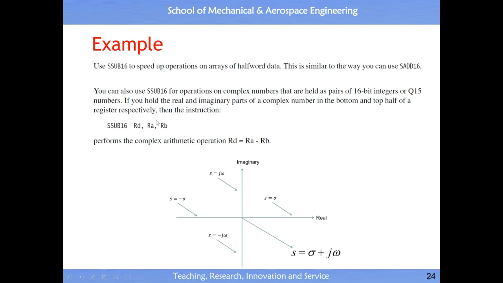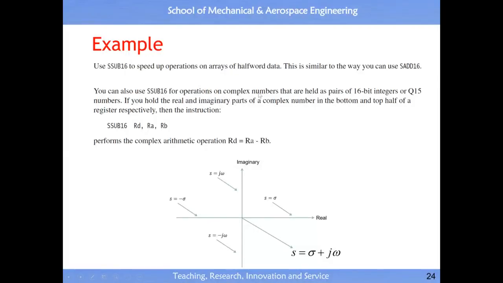Okay, and this instruction may be useful for you to manipulate complex numbers. Usually a complex number has a real part and an imaginary part. So you have a real value and an imaginary value. Then you can do some computation with a real value, which is 16-bit, for example, okay?